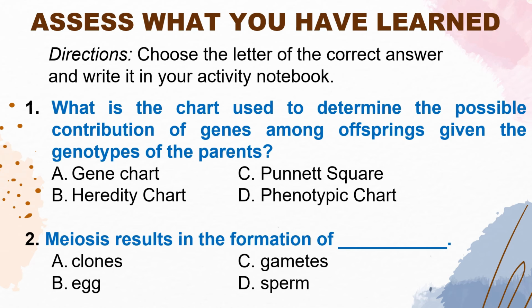1. What is the chart used to determine the possible contribution of genes among offspring given the genotypes of the parents? A. Gene chart. B. Heredity chart. C. Punnett square. D. Phenotypic chart. Number 2. Meiosis results in the formation of blank. A. Clones. B. Egg. C. Gametes. D. Sperm.